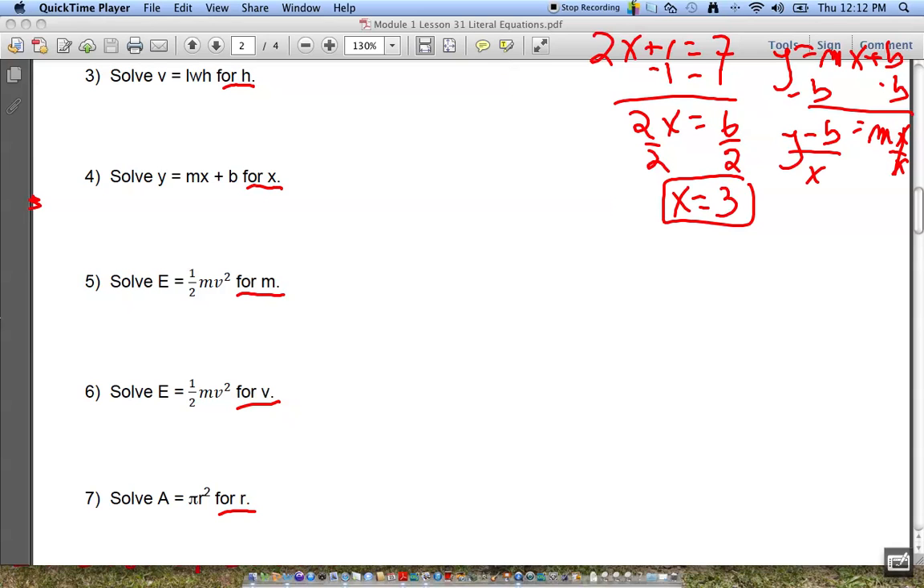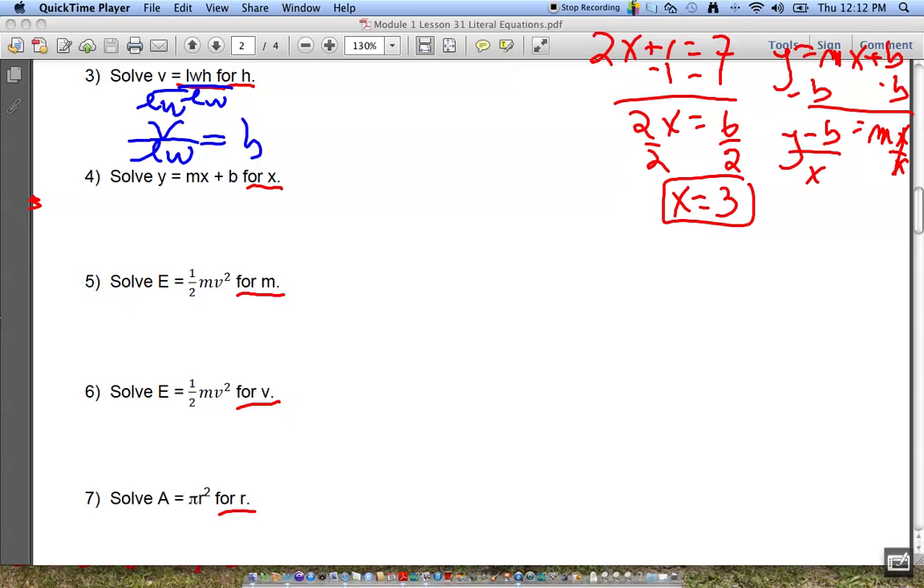L. Right. So I need to do the opposite of multiply by L and W. So all I'm going to do is divide by L and W. So the answer is H equals V over LW. Done. I know it kind of looks like a B, it just turned off there. V over LW is the correct answer.